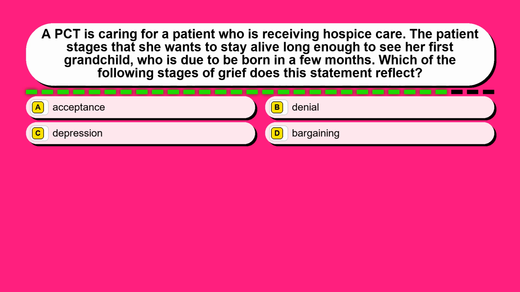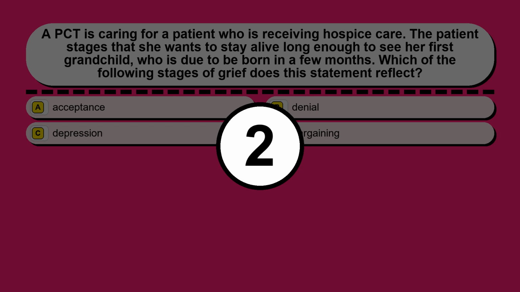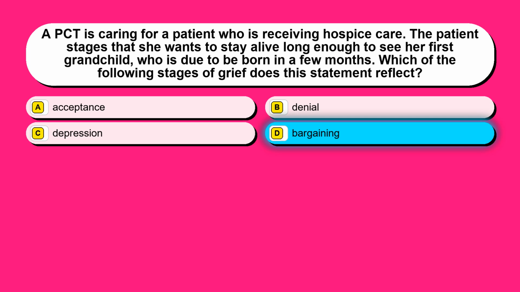Question 76. A PCT is caring for a patient who is receiving hospice care. The patient states that she wants to stay alive long enough to see her first grandchild, who is due to be born in a few months. Which of the following stages of grief does this statement reflect? Option A, acceptance. Option B, denial. Option C, depression. Option D, bargaining. The correct answer is option D, bargaining.